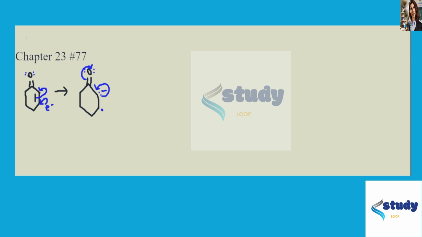Okay, so electrons will move like that. So we will get a resonance structure like this, where we have a double bond here now and only a single bond between the carbon and oxygen. Still an unpaired electron down here.